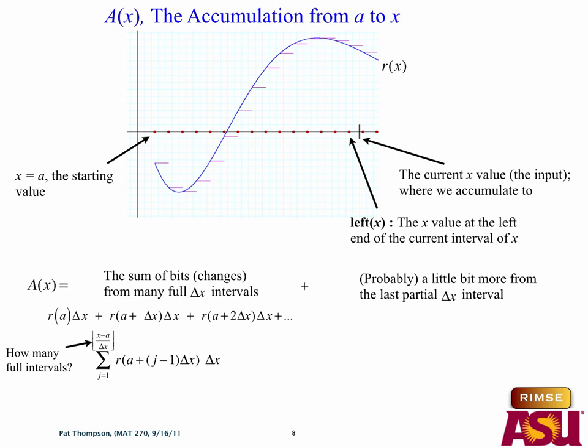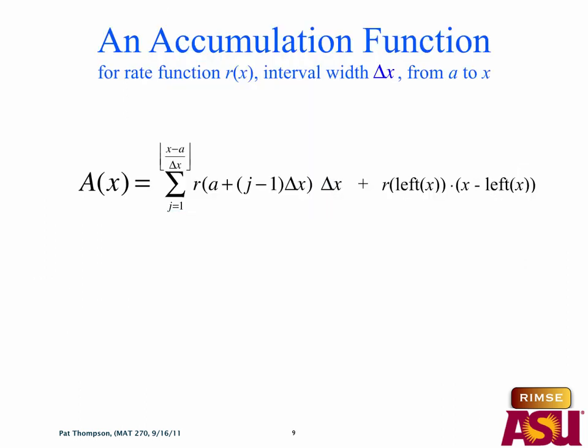So this complete summation is the sum of the bits of changes from the full delta x intervals. And then to get the little bit more, we need the rate at the left end of the current interval times the change in the current interval. So this is our accumulation, folks. We did it. This was the journey.